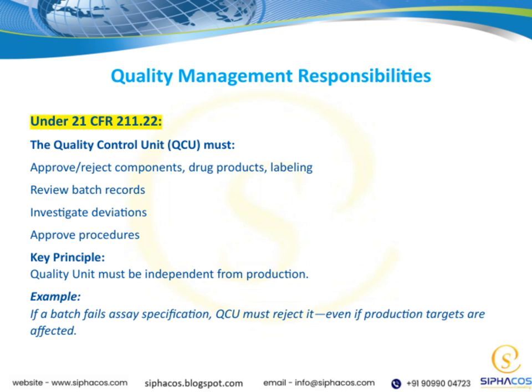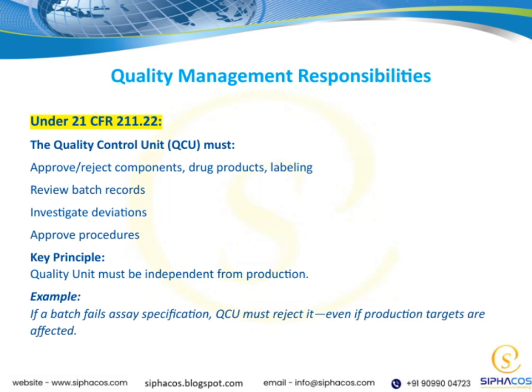A critical point to remember is that the quality unit must be independent from production. This independence is vital because it helps maintain objectivity and ensures quality isn't compromised by production pressures. For example, if a batch fails the assay specification, the QCU must reject that batch, even if rejecting it affects production targets. This highlights the importance of prioritizing product quality and safety above all else. Overall, these responsibilities are designed to uphold the integrity of the manufacturing process and ensure that only quality products reach the market.